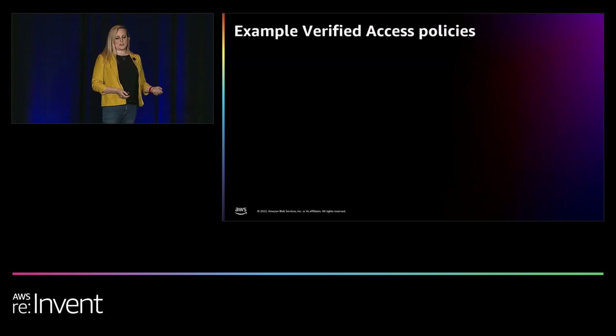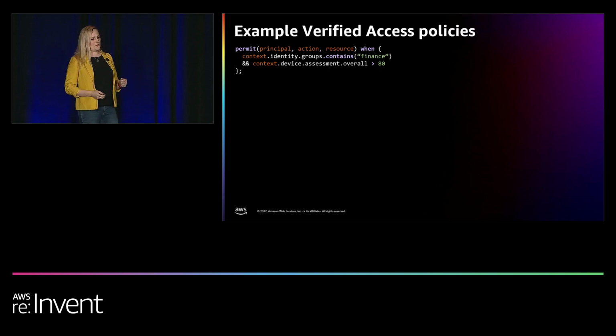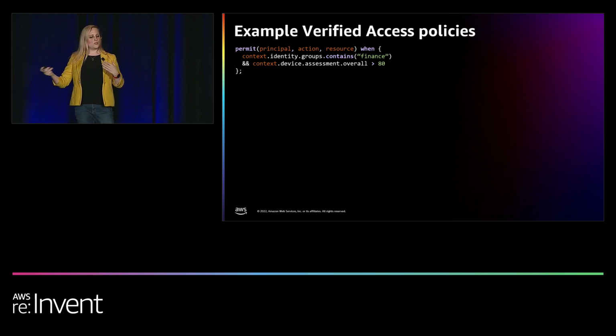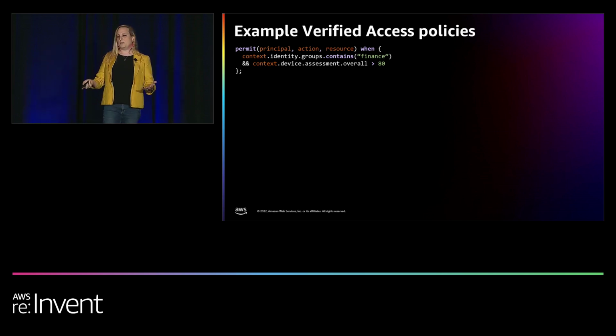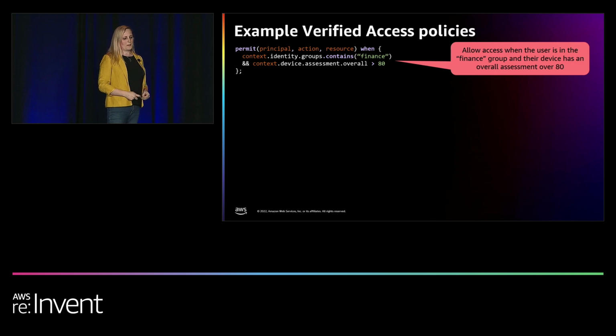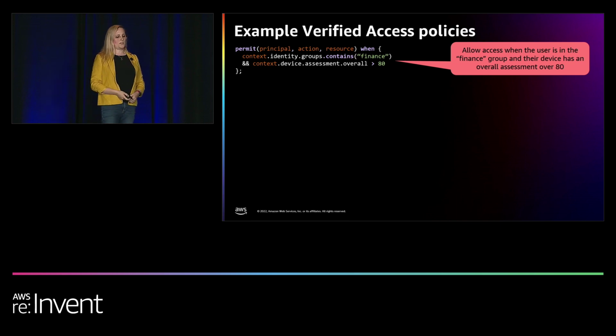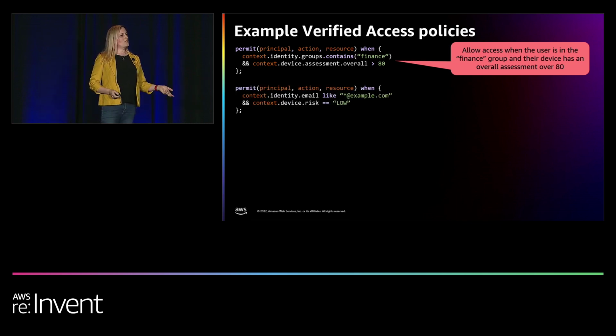So let's look at a few examples to go in a little deeper. In this example, I am permitting access when my identity groups contains finance, and my device's overall assessment is greater than 80. One thing to keep in mind here is that I'm showing you example data. The data that comes after the context entirely depends upon the trust providers that you've connected. So these shapes of data can really vary. This is sort of exemplary of what we've seen in a few cases. So in this case, this says allow access when the user's in the finance group, and the device has an overall assessment over 80.